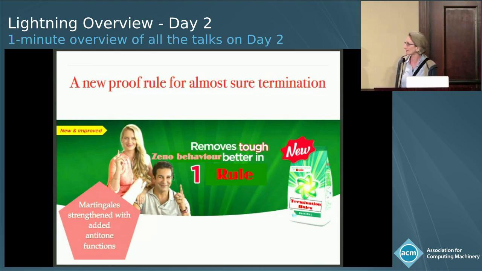I just want to say that these famous people have nothing to do with probabilistic programs, but they look pretty cool on this slide, which I adapted. But I'm really not going to be talking about washing systems. It's probabilistic systems. Thanks very much.